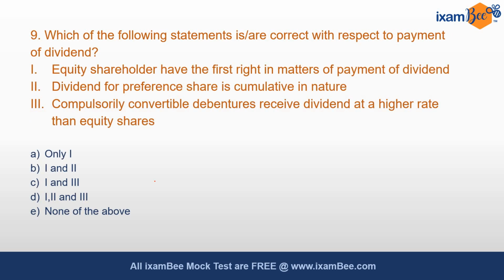Next question is, which of the following statements are correct with respect to payment of dividend? First, equity shareholders have the first right in matters of payment of dividend. Second, dividend for preference share is cumulative in nature. Third, compulsorily convertible debentures receive dividend at a higher rate than equity shares. The correct answer here is none of the above. None of the given statements is correct.